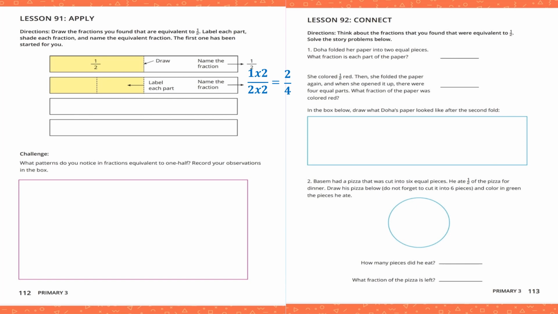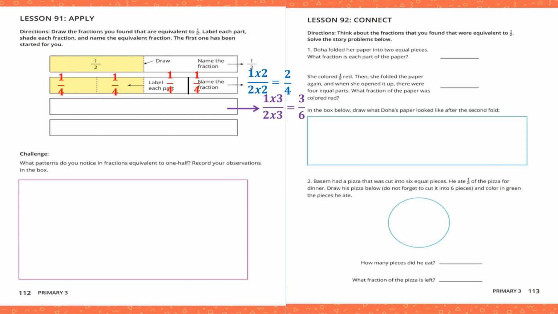The denominator here is 4. So I need to divide this bar into 4 equal parts. So I will make 3 dashes. 1, 2, 3. I have here 4 equal parts. 1, 2, 3, 4. And each part is called 1/4 or 1 over 4. Another fraction. Let's multiply the numerator and the denominator by 3. 1 times 3 equals 3. 2 times 3 equals 6.